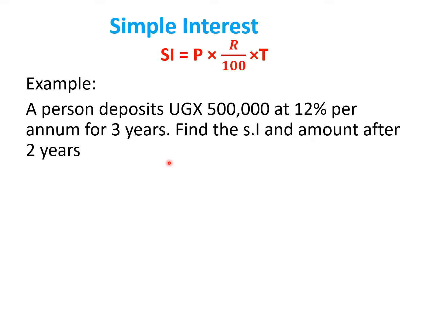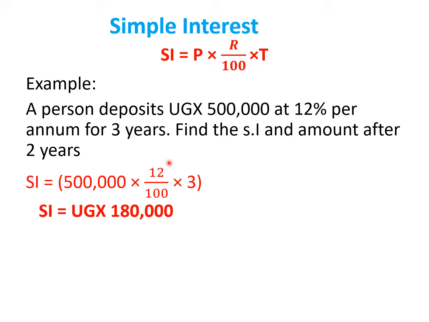So we shall just come and we substitute. We shall say that simple interest is equal to principal times rate times time. Our principal is 500,000, and then our rate is 12%. That is 12 out of 100. Then times 3, that is time. And then we get our answer as 180,000 shillings. But please, whenever we are handling this, read the item and understand it better.